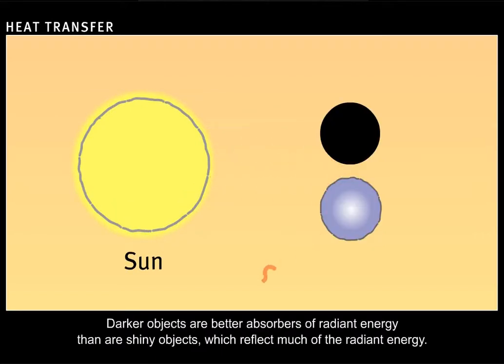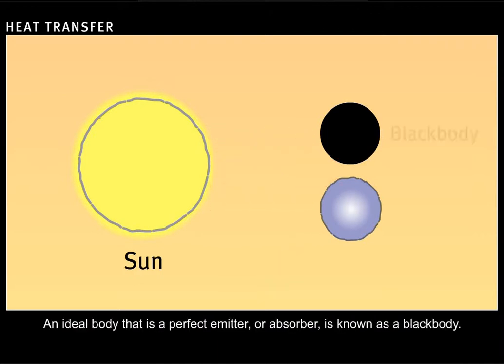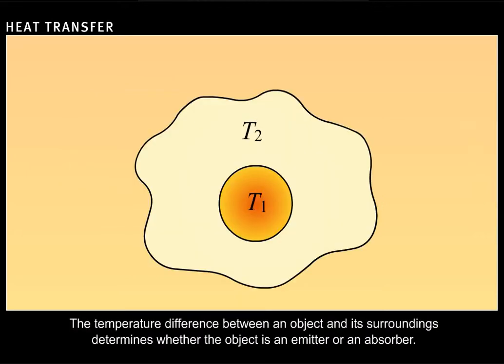Darker objects are better absorbers of radiant energy than are shiny objects, which reflect much of the radiant energy. A good absorber is also a good emitter. An ideal body that is a perfect emitter or absorber is known as a black body. The temperature difference between an object and its surroundings determines whether the object is an emitter or an absorber.